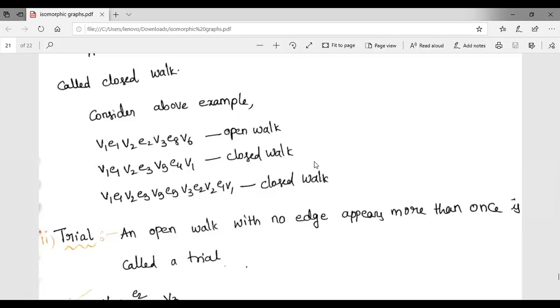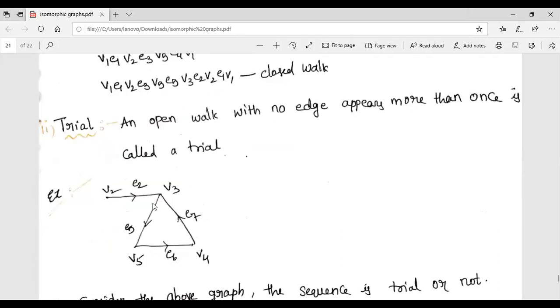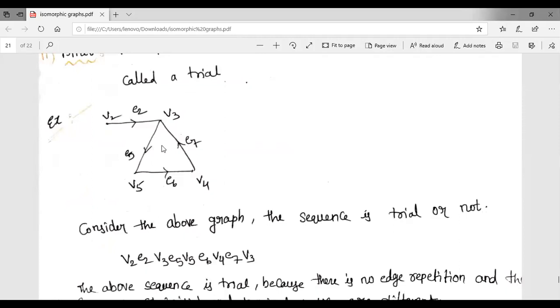So the second one, trail. An open walk in which no edge appears more than once is called a trail. So an open walk with no repetition of edges is called a trail. Open walk means the starting and ending vertices are different. In that, no edge repetition is called a trail. Okay, so if we consider a sequence, is it a trail or not.